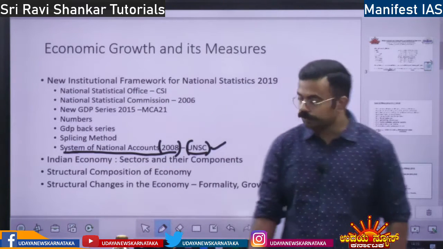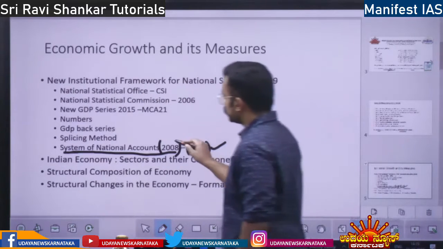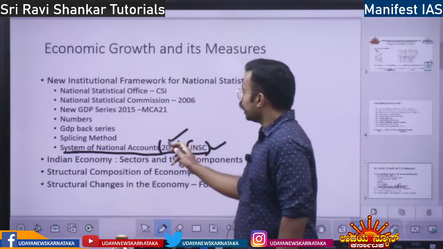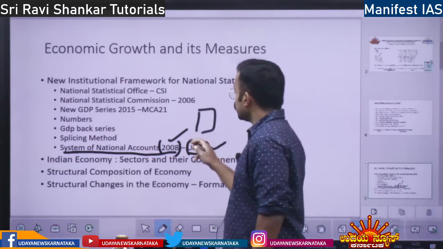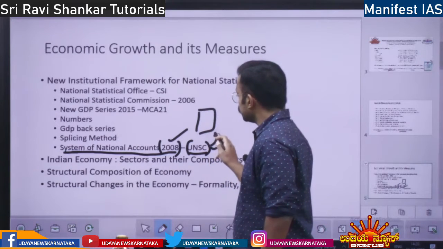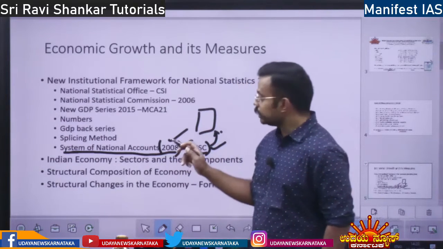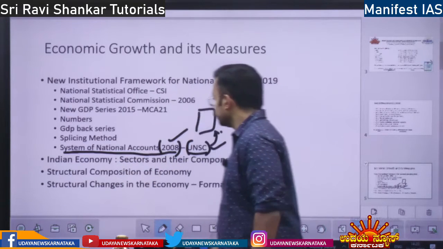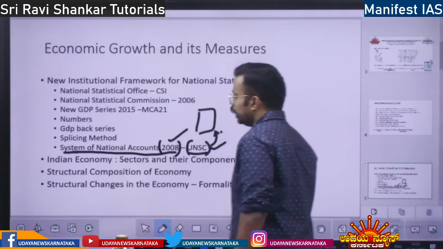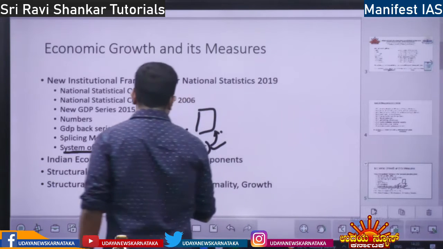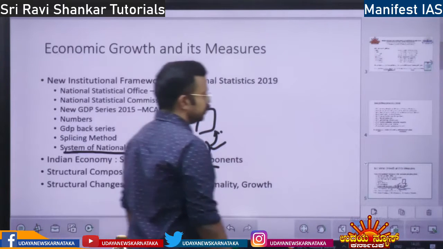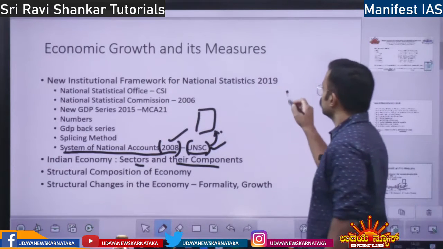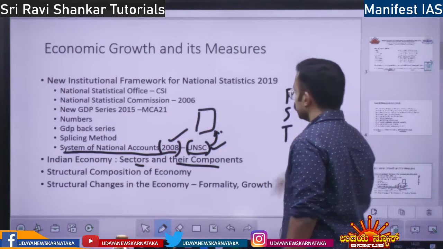System of National Accounts. So after this has come, countries are being forced to adhere to the standard. The standard is being given by the UN Statistical Commission, and all the countries have to follow it, right? Okay. So, Indian economy sectors and their components. What are the sectors? We have primary, secondary and tertiary.